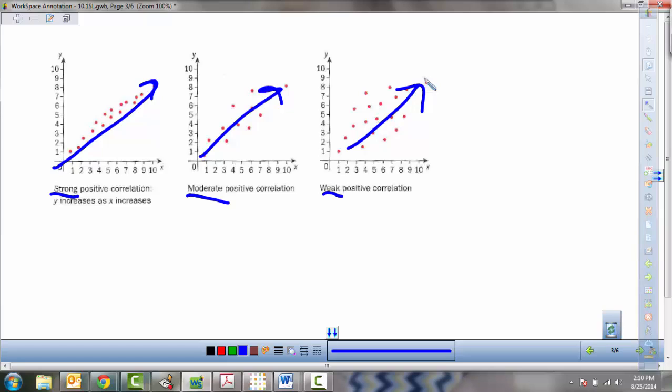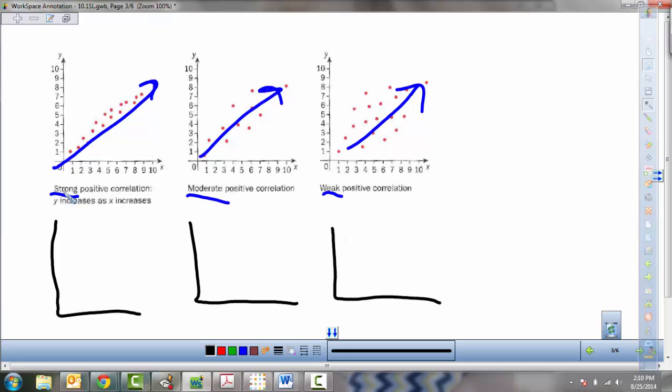I'd like you to pause the video right now, and I'd like you to draw three scatter plots that are similarly correlated but in a negative direction. So I want strong negative correlation, moderate negative, and weak negative. Pause the video now and draw those.